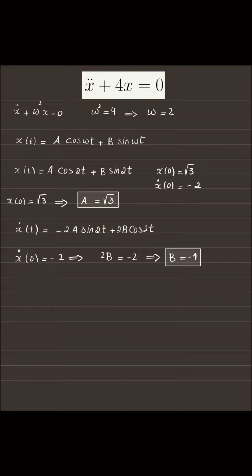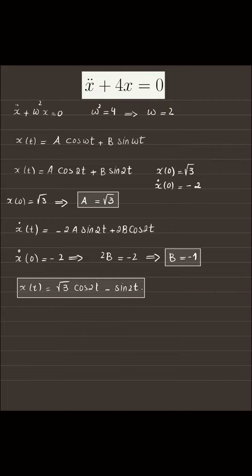Putting these numbers back into the original equation, x of t becomes equal to square root of 3 cosine 2t, and then minus sine 2t. Okay, so this is the equation governing the motion of this particle at any instant of time t.